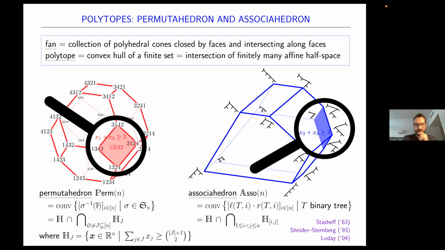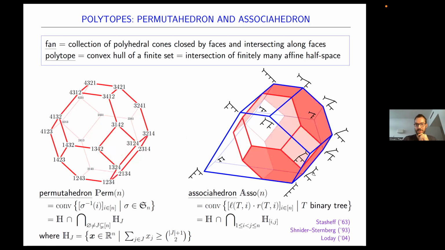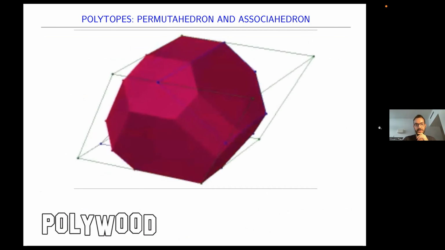Okay, so what I was saying is that the associahedron has fewer inequalities somehow than the permutahedron. So that means that you can obtain the associahedron from the permutahedron by just deleting some inequalities. You just delete the inequalities that you don't want, the ones which do not correspond to intervals, and you obtain the associahedron. So as a video, it gives you this.